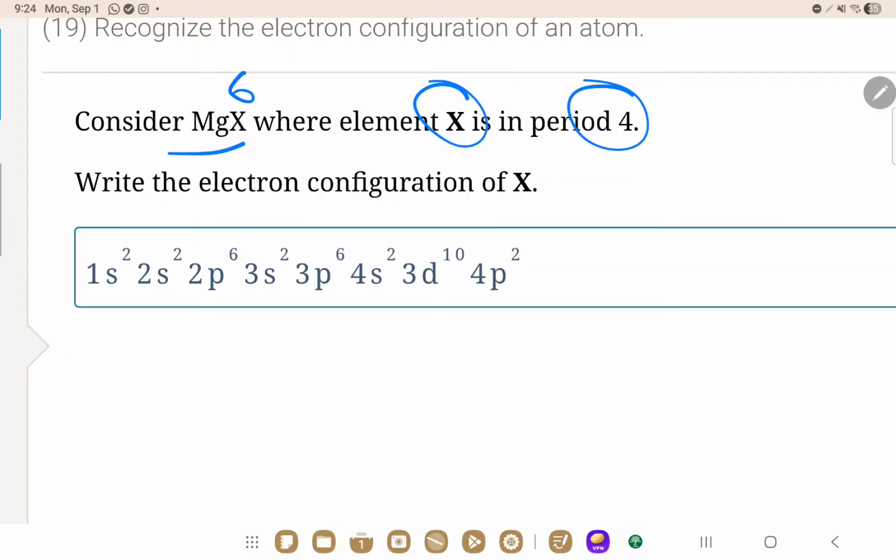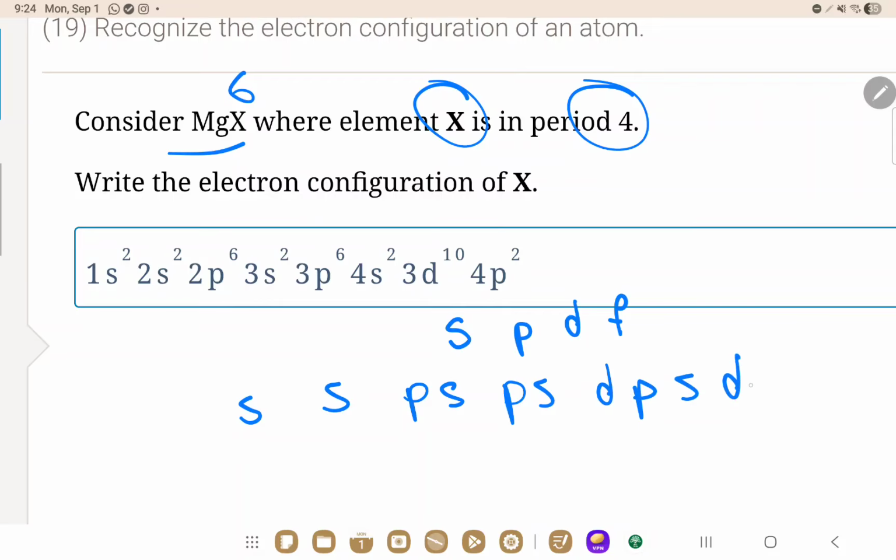Now, we need to know something. There's something called the backward rule, where you write s, p, d, f, then you write s, s. You do s twice. Then you write p, p, and then you keep doing two arrows. What does this mean? It means that you can do ss, then ps, ps, then dps, then dps again, then fdps, then fdps.